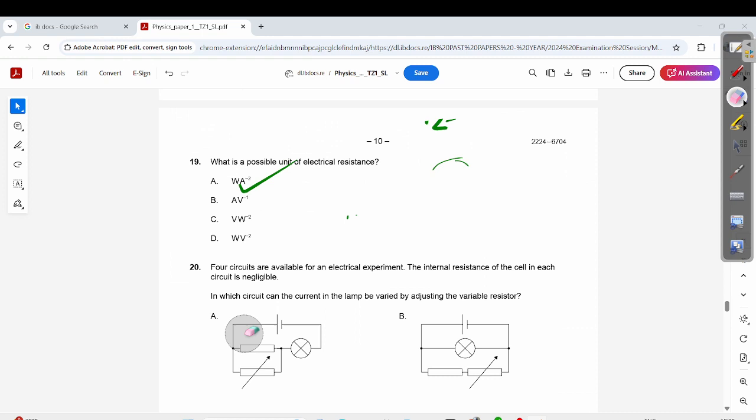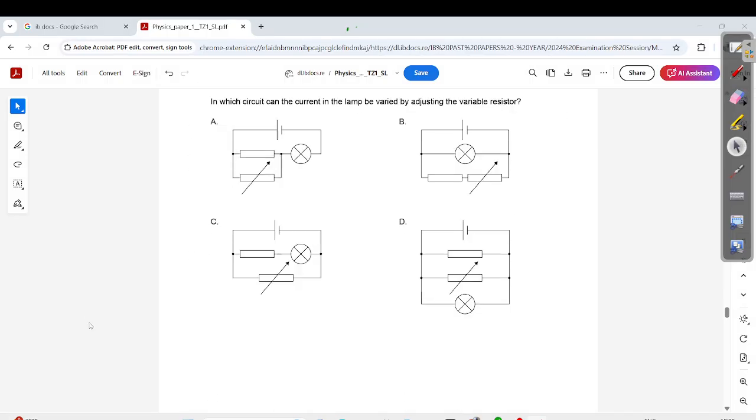To vary the current in the lamp, the variable resistor must be in series with the lamp. If it is in series, the total resistance will be the sum of the lamp resistance plus the resistance of the variable resistor. By adjusting the variable resistor, the total resistance changes, which alters the current through the lamp via Ohm's law.